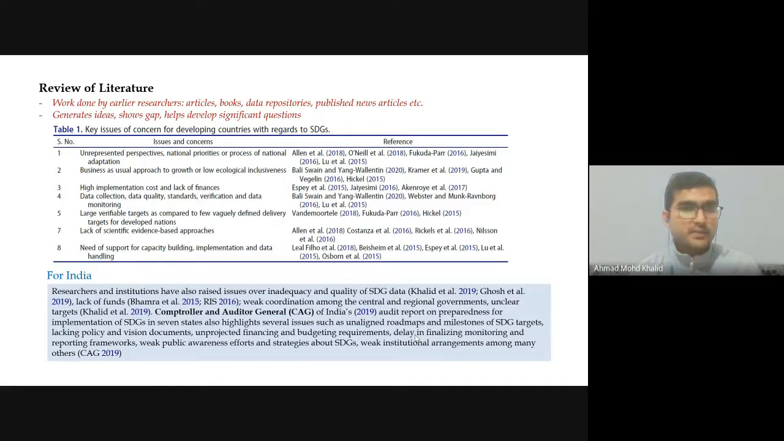And the source can be an article, it can be from the published books, there can be data which is existing in different repositories, data which is published in different journals, articles, books, policy papers, government documents. It may be news articles which are available, and the whole purpose is to generate ideas. You show the gap, and it helps you frame significant questions.